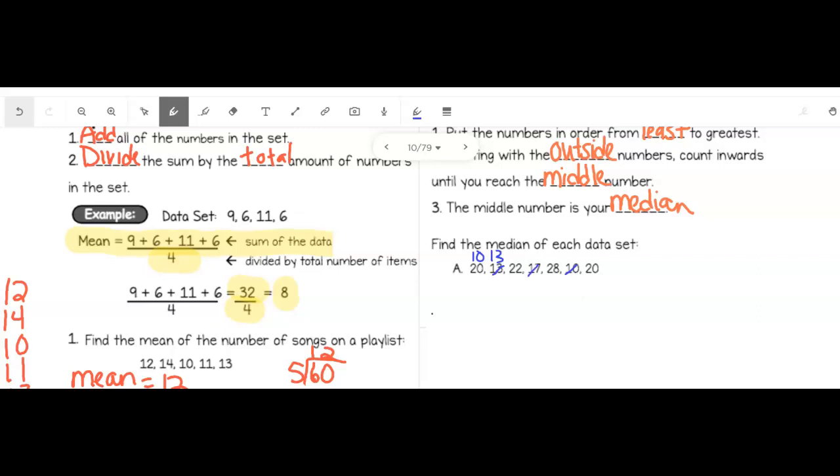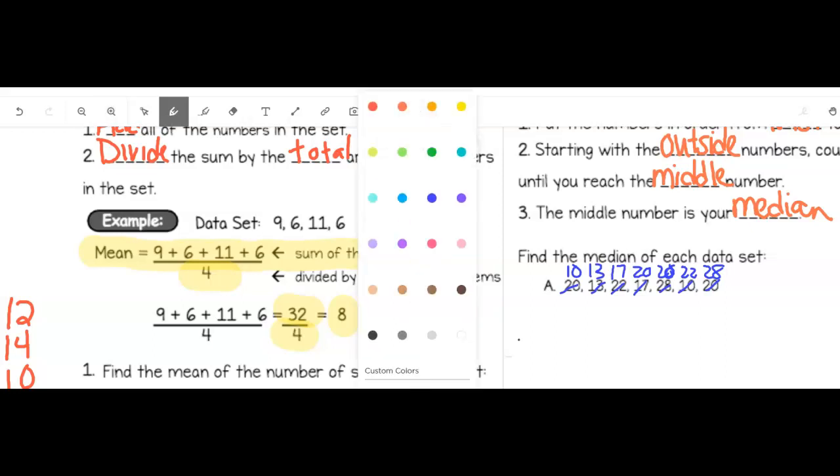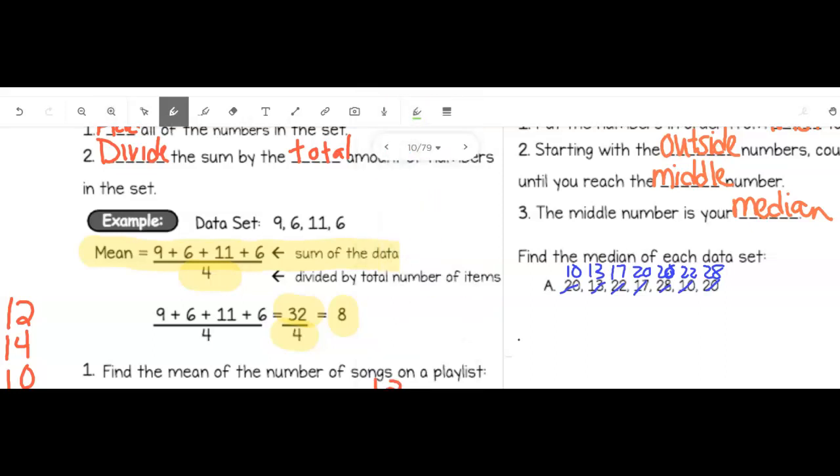13, next up, 17. Ready for the 20s. I have two 20s. I have a 22, and a 28. All right, so there is my set ordered from least to greatest. Now, this is how they want us to find the median. You're going to cross out from left to right until you get to the middle value. Okay, so our 20 is in the middle. So that means the median is 20 for that example.